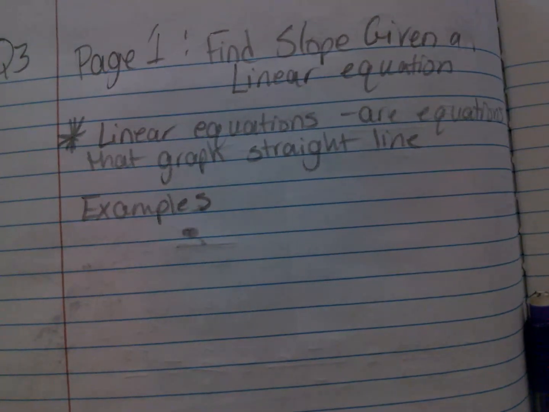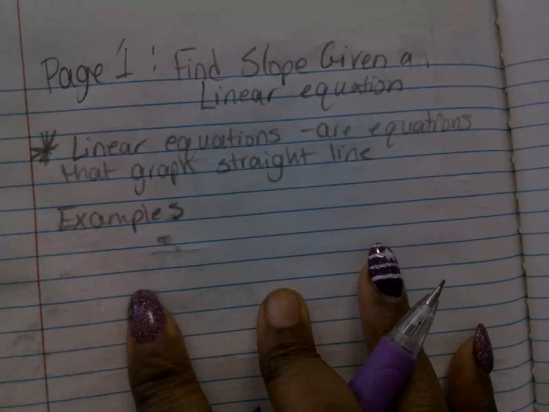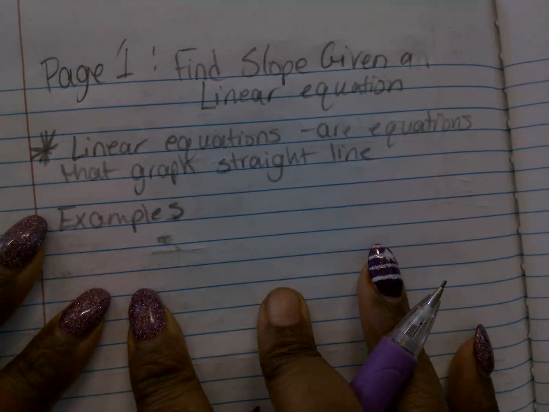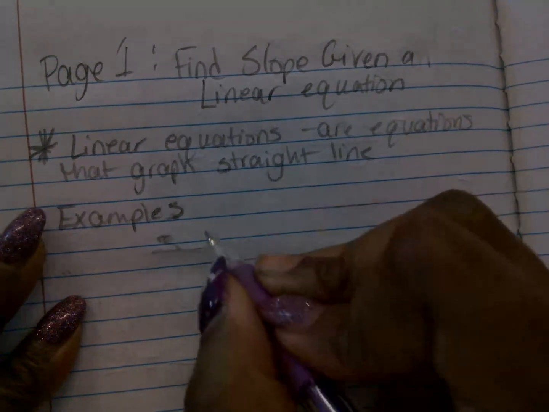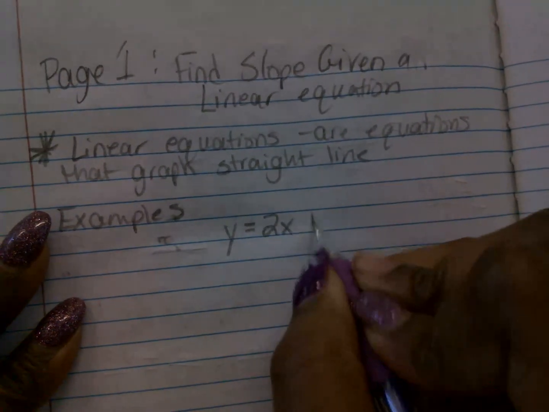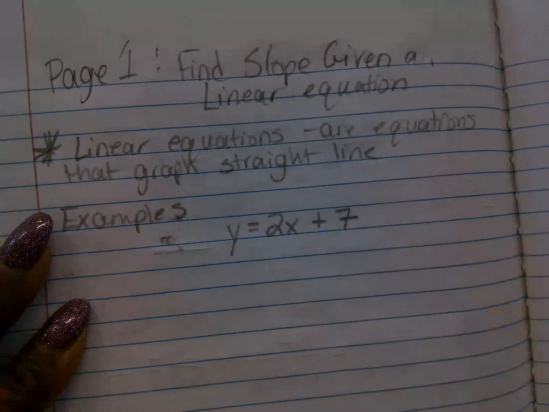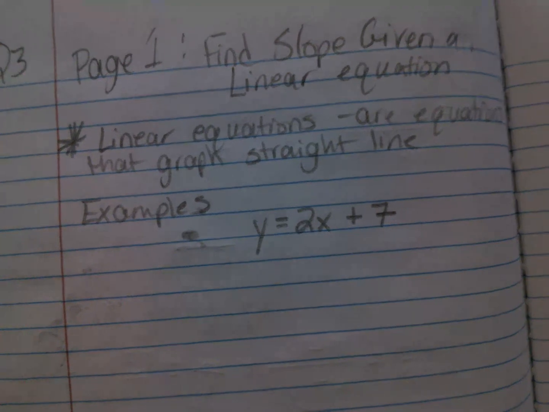All right, let's look at it. We need our calculator. So linear equations are equations that graph straight lines. Let's look at some linear equations. We got y is equal to 2x plus 7. We're going to graph this equation. Let's graph it in the calculator so we can see what it looks like.